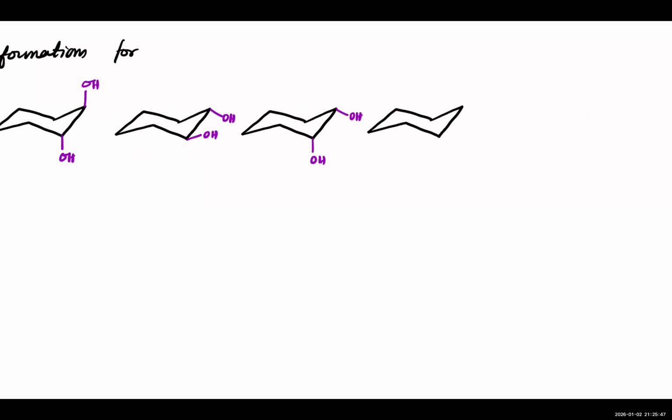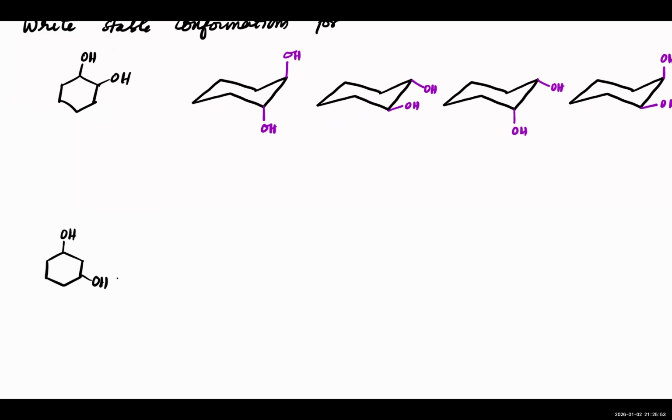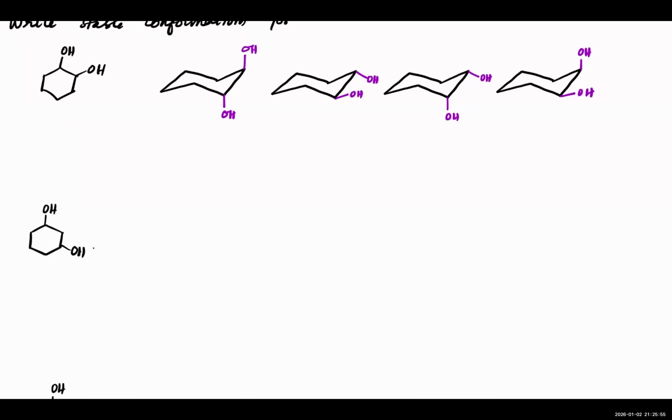Got it? And I can have OH and OH like this. These are the four cases which you will get. Clear? See, here there is dual advantage. One, both equatorial is always more stable, is what we learned.